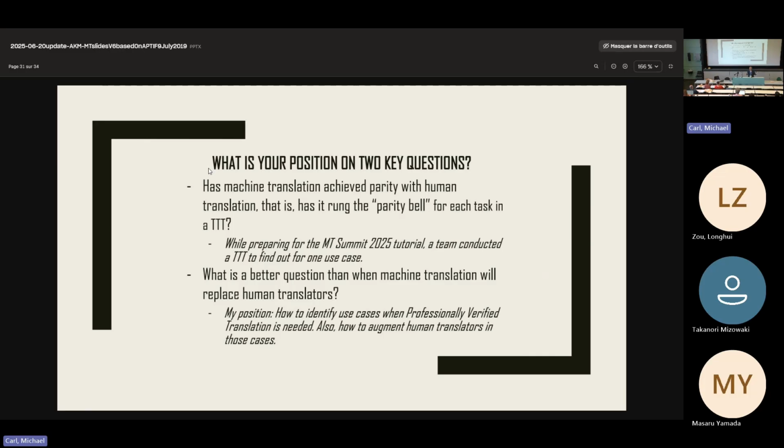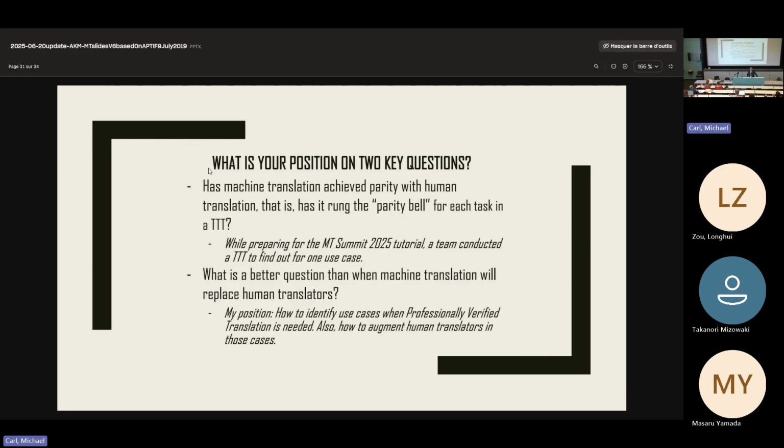But next time it's done, we'd like to benefit from what we've done over the last 6 months. Or you might do your own. So what is a better question? This is kind of the bottom line. What is a better question than when will machine translation replace human translators?